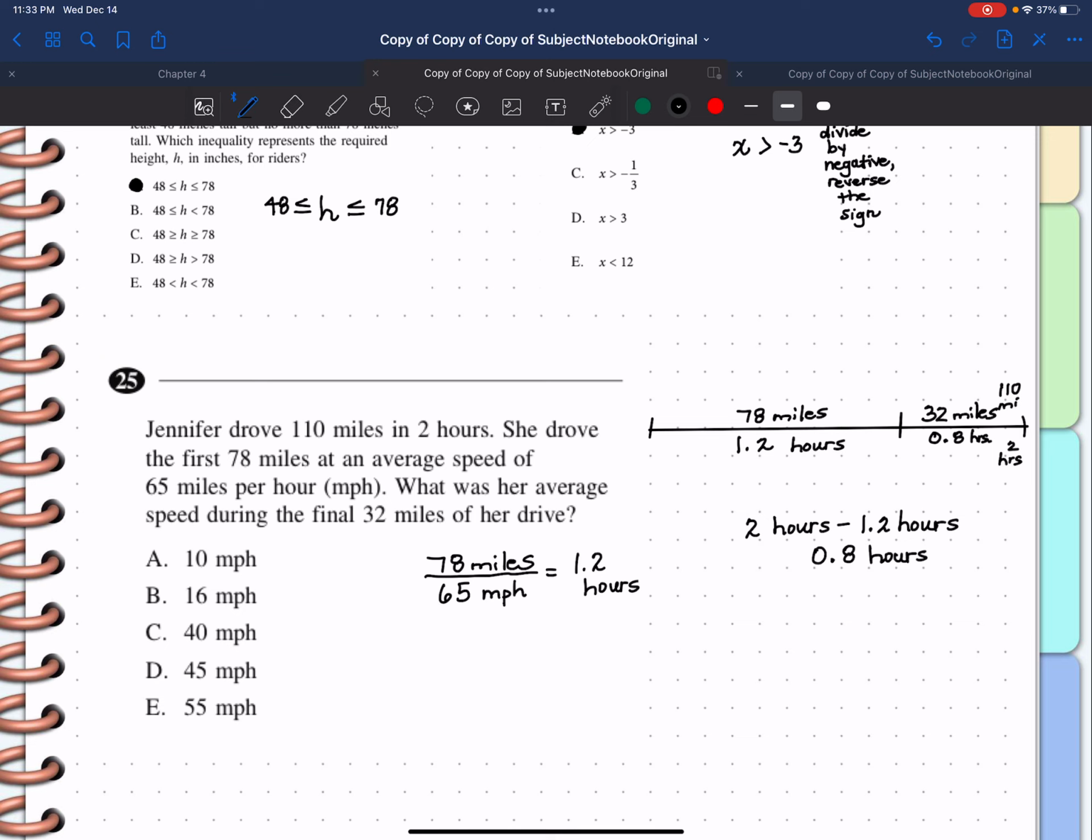So here's the actual math problem we need to do. We're looking for her speed. So we're going to do 32 divided by 0.8. 32 divided by 0.8 is 40 miles an hour. So I like C for that one.